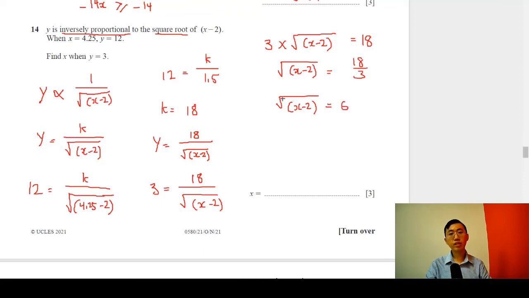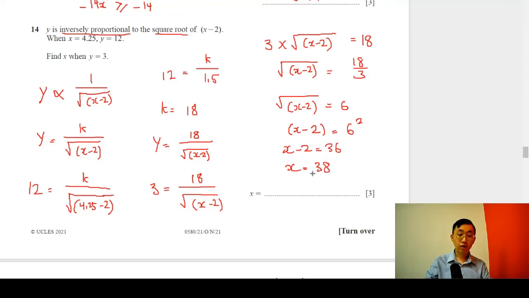Okay, next movement is this, like a house on top. You need to move square root towards this side to become square. So I am writing 6 square and you are going to solve. This is 36. Move minus 2 towards this side. That's how you get 38. Alright, so I checked the answer is indeed correct. So there you go. This is question 14.